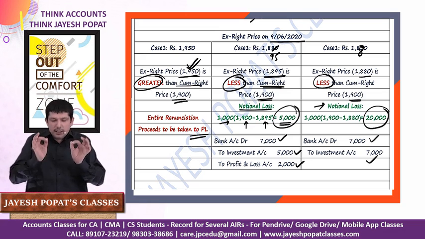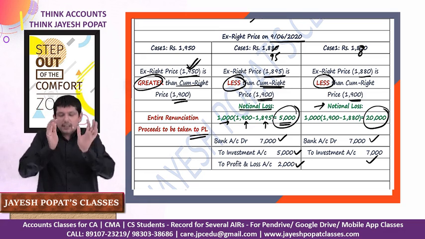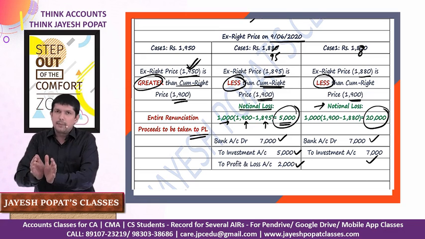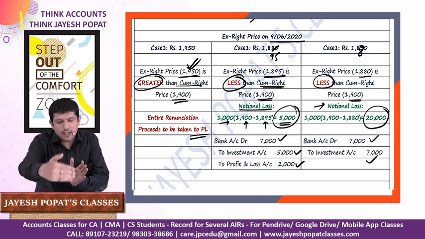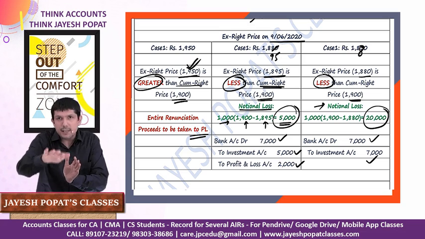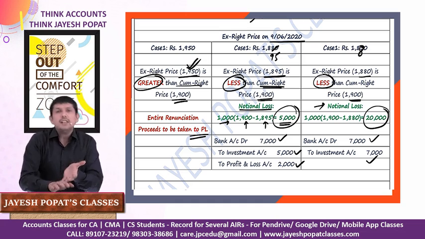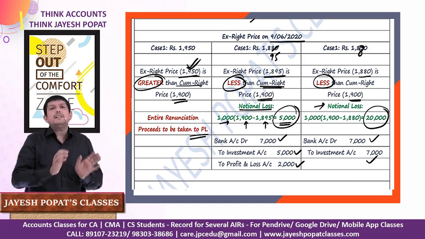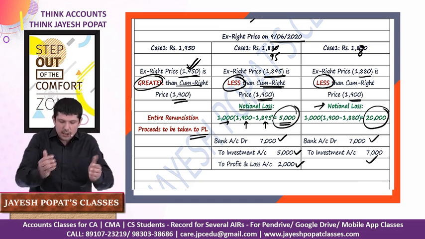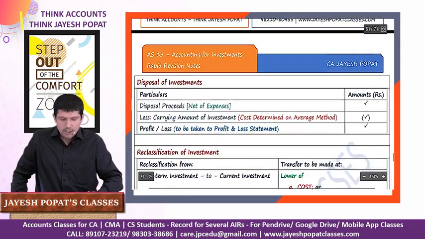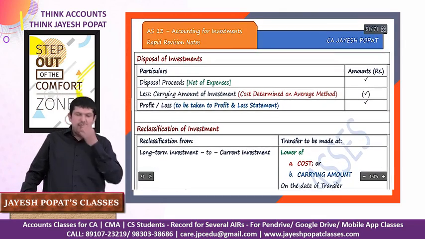Please remember that this treatment will come only when the shares were purchased during the cum right period, and immediately after the record date of the right issue, the ex right price is lower than the cum right price at which we had purchased the shares. Otherwise, always the renunciation proceeds will go to the statement of profit and loss. Then we'll talk about disposal of investment.